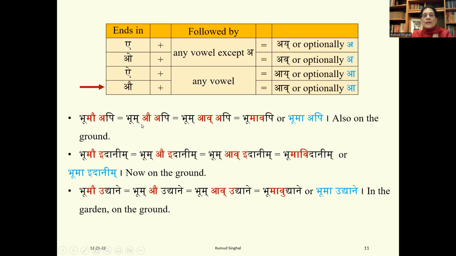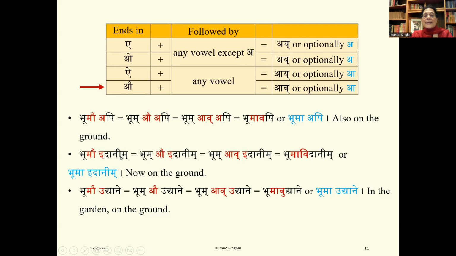So bhumau is bhum au api. So au followed by a. So au will be replaced by av. So it will be bhumavapi, right? Bhumavapi. Or bhuma. If you drop the va, then it will be bhuma api, also on the ground.